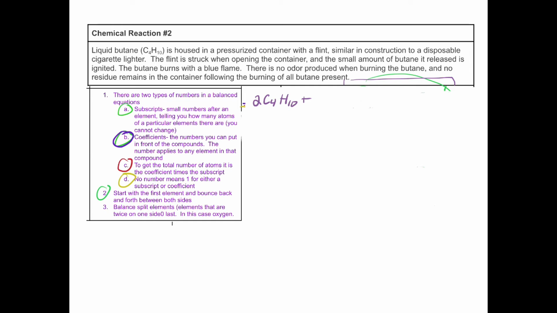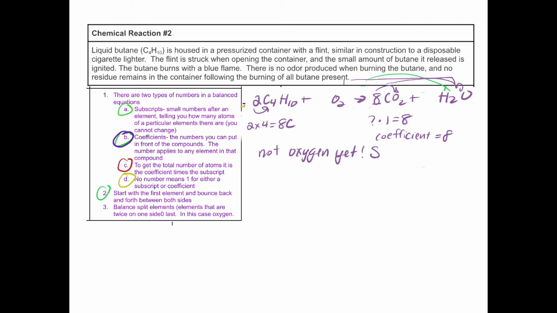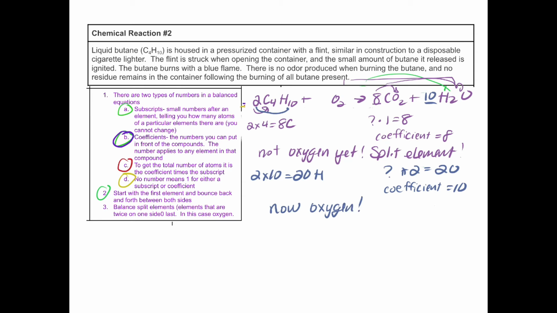So here we're again starting with 2 C4H10, and now we're going to balance it again. I've got 2 times 4, which gives me 8 carbons. So what times 1 gives me 8? Of course, I'm going to throw an 8 in front of that CO2. We're not going to balance oxygen yet, remember, because it's a split element. We're going to move back to hydrogen first. We've got 2 times 10 equals 20 hydrogen, so I need to get 20 hydrogen on the right. What times 2 gives me 20? It is 10. So now let's try our oxygen again. We've got 8 times 2 plus 10 times 1, and that's going to give us 26 oxygen. So what times 2 gives me 26? Now it is 13, and this equation is balanced, and we're all set.